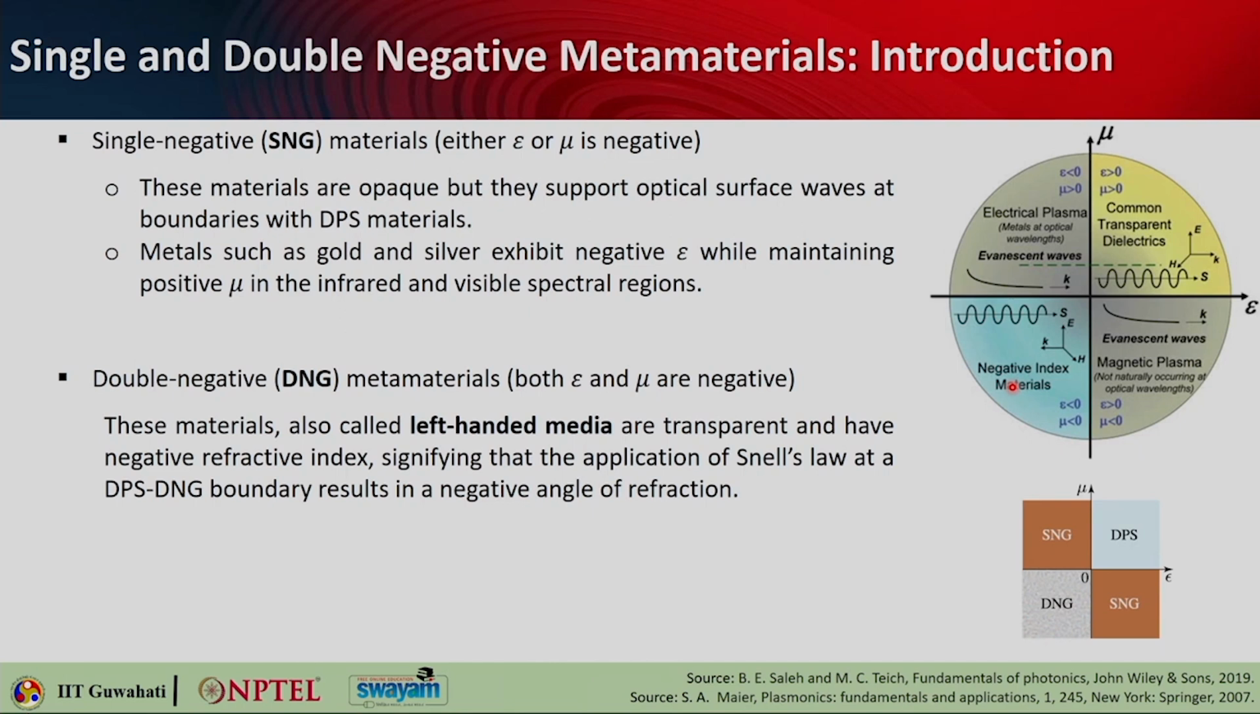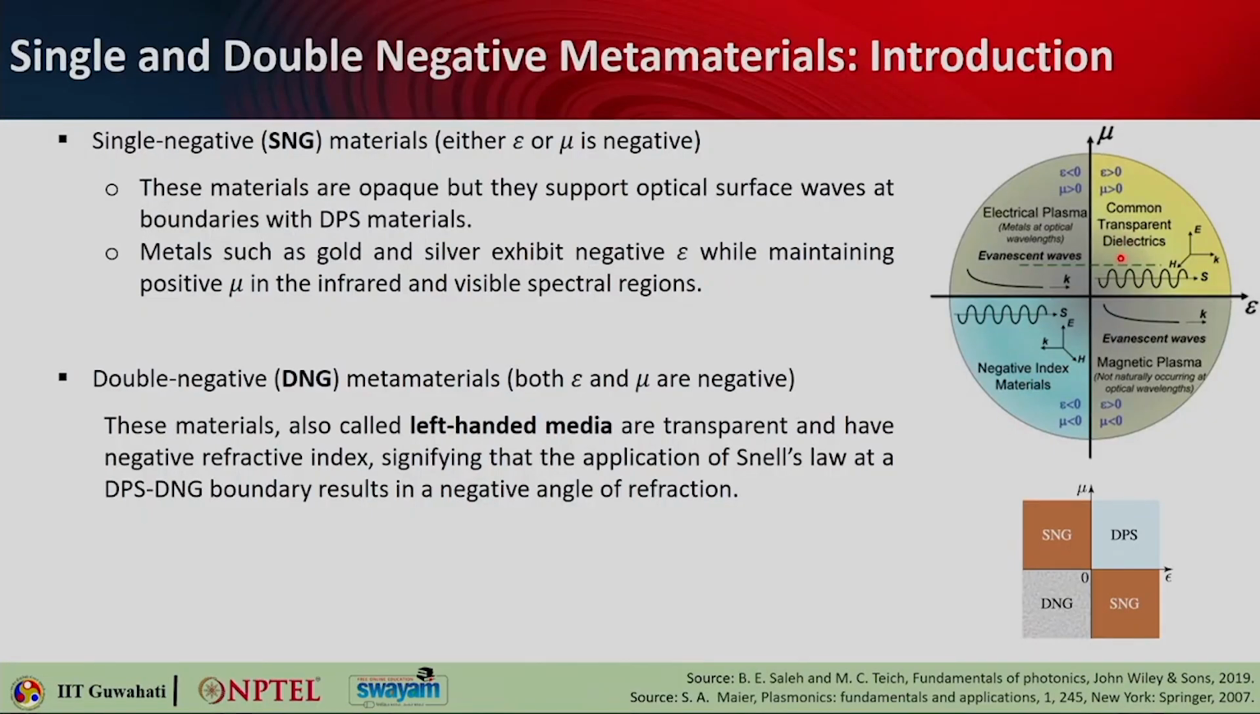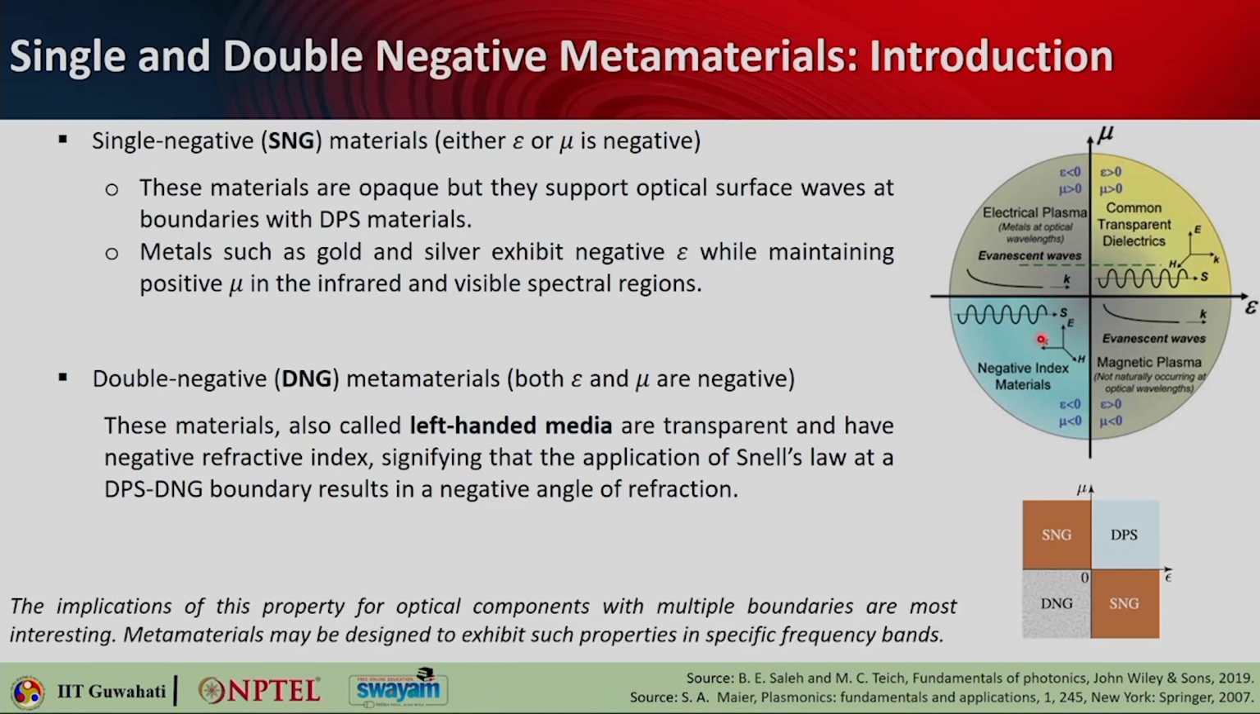They also give rise to something completely unnatural, that is, negative refractive index. If you apply Snell's law of refraction on a boundary between this kind of double negative and double positive material, you will see a negative angle of refraction. That is something that shook the world with surprise, something completely out of the world, and you can also realize this using the techniques that have been developed.